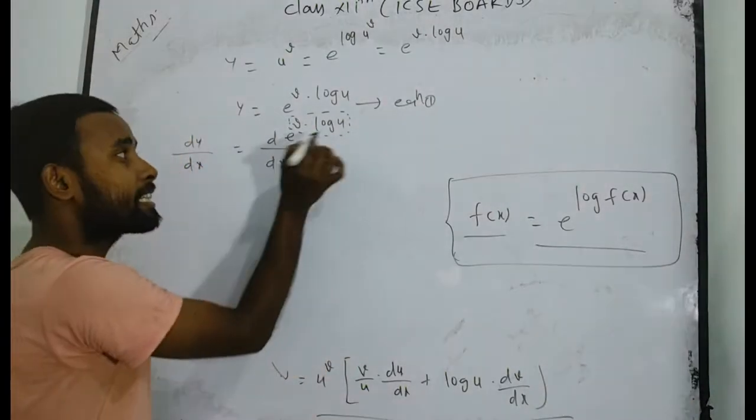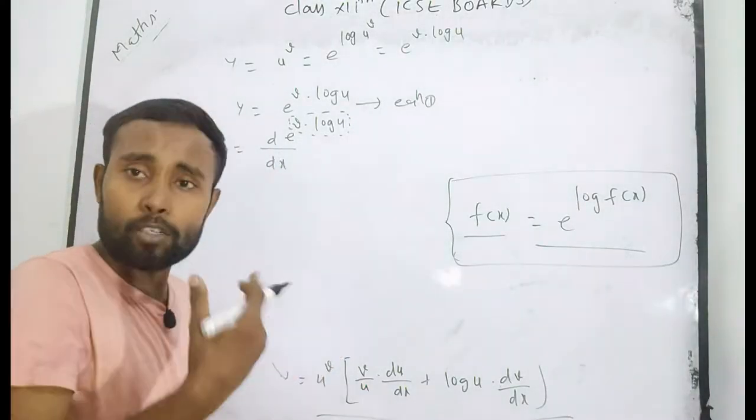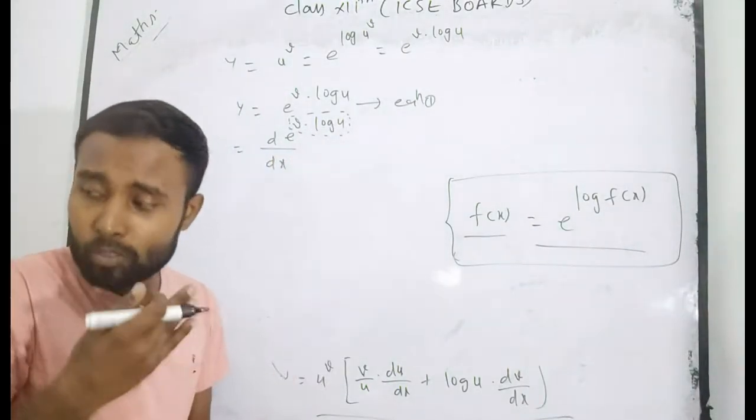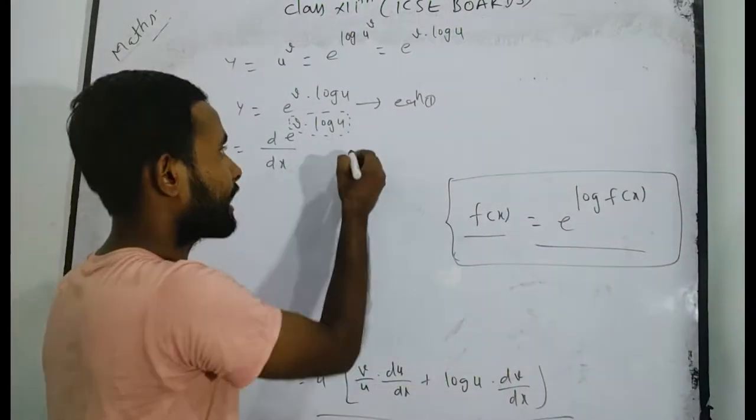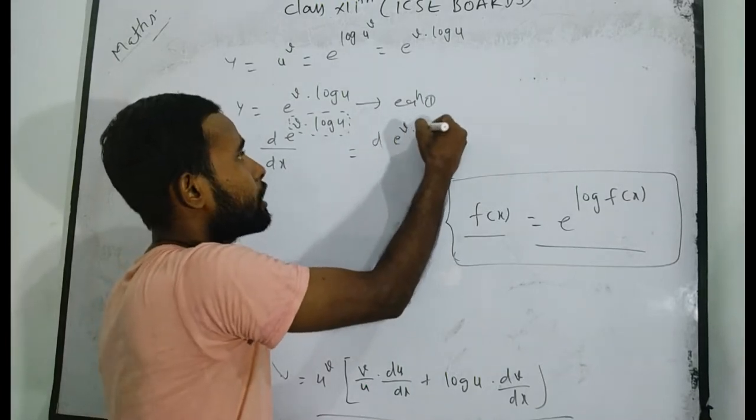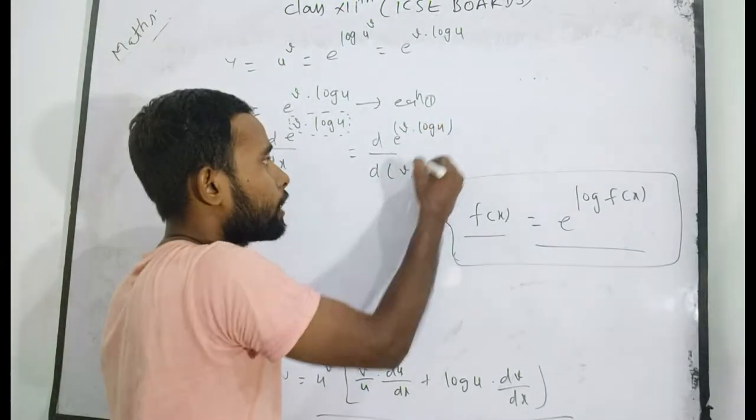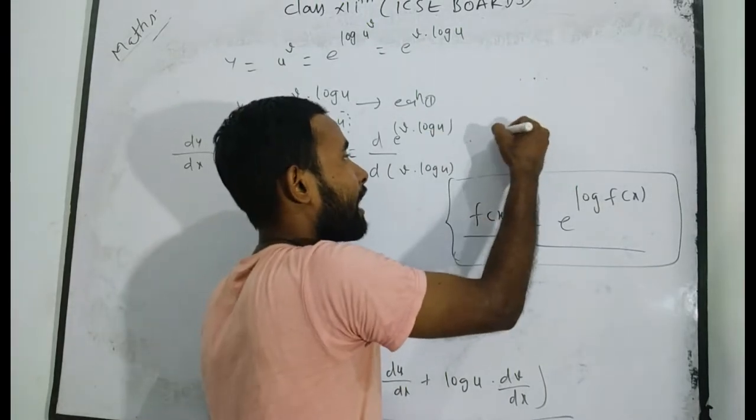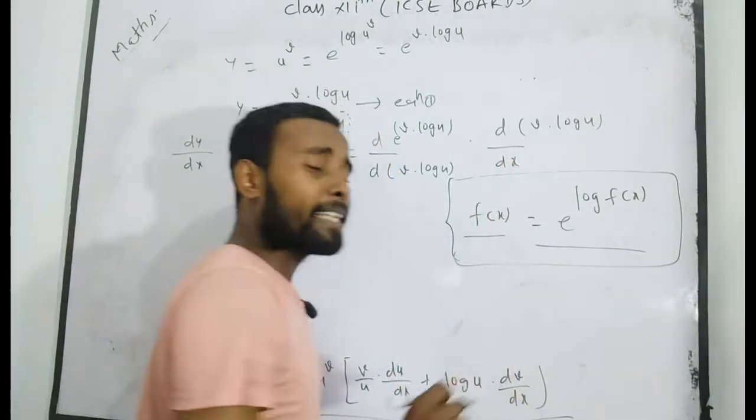So firstly treat this term as a single term. Suppose this is your single term, v into log u. v into log u is a single term. Suppose that p, in that case it behaves as e to the power p, and as you know, e to the power p is only differentiated with respect to p firstly. That's why I can write here: differentiate e to the power v into log u with respect to v into log u firstly, then again differentiate v into log u with respect to x. Simply, can I write here?